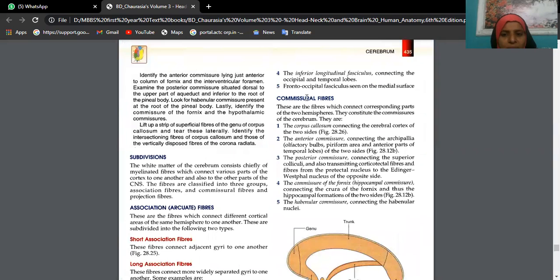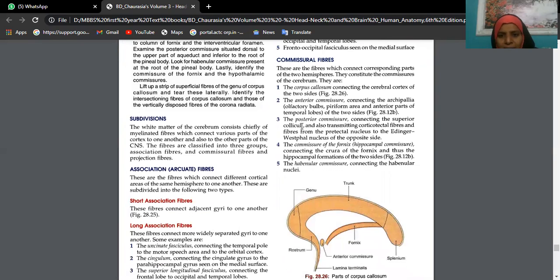These are the commissural fibers. As you said, these connect the right and left cerebral hemispheres, and the largest one is the corpus callosum. The anterior commissure is found at the anterior end. It connects the olfactory bulb area, the archipallium. One part you can remember is the anterior part of the temporal lobes.